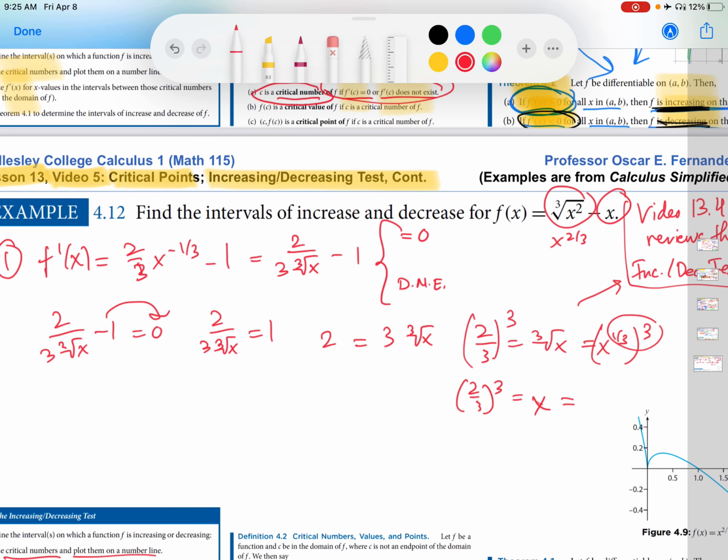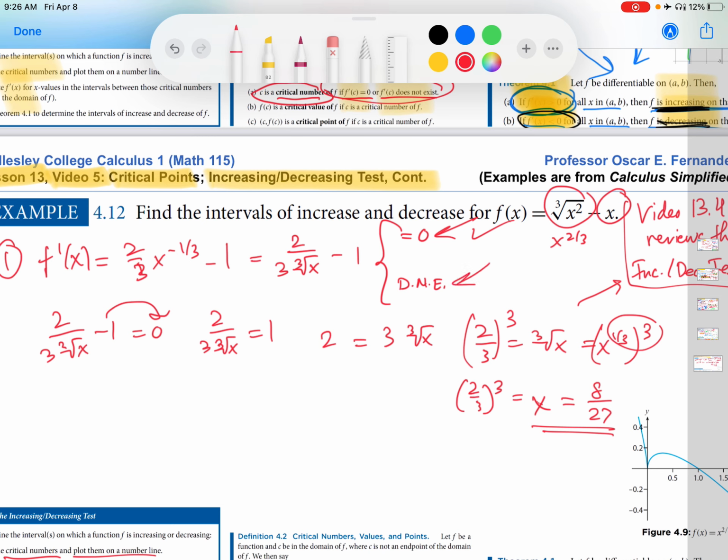That is, 2 cubed is 8, 3 cubed is 27. So 8 over 27 is my x value where the derivative is 0. Great, that is my only critical number for that part. These are sometimes called stationary points.